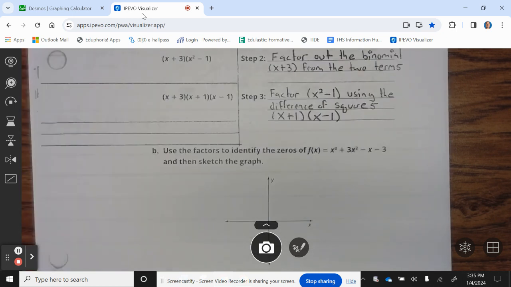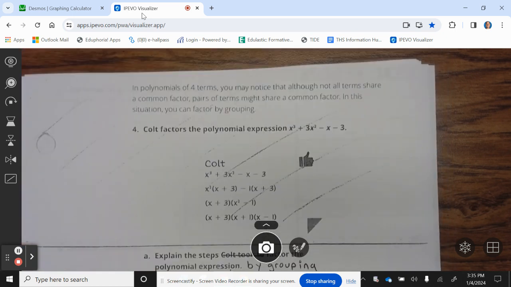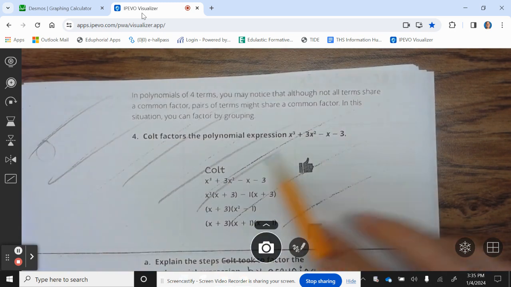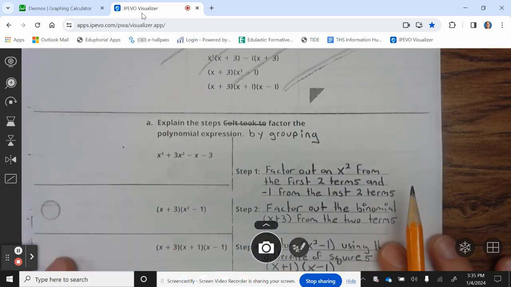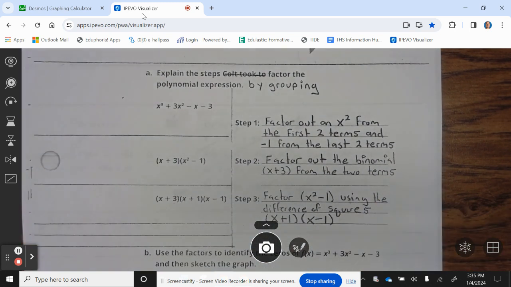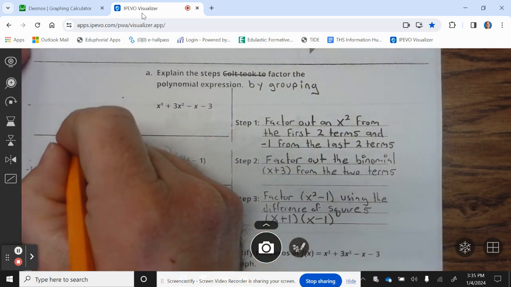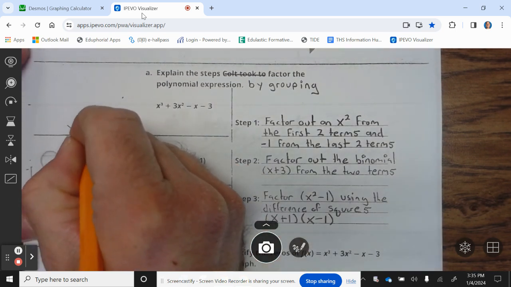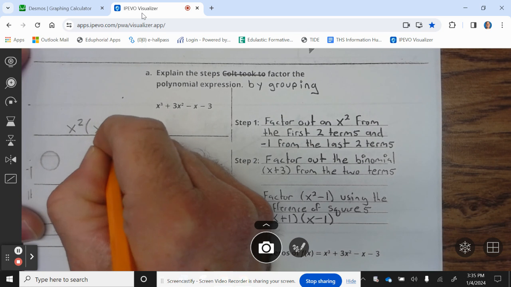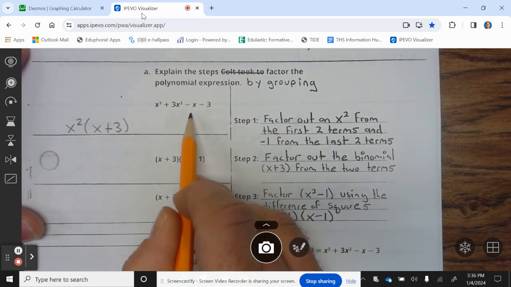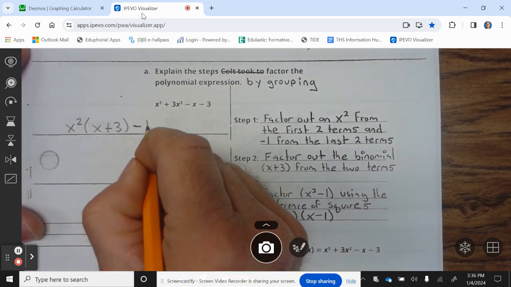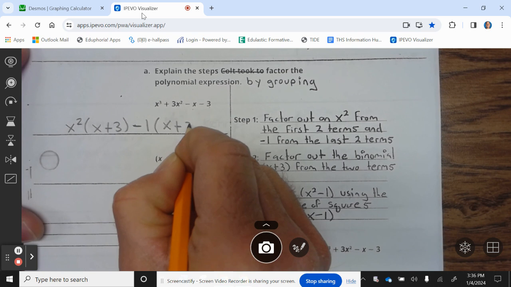All right, let's take a look at the next page. We're going to mark off this section. And let's take a look here. Explain the steps to factor the polynomial expression by grouping. Step 1, factor out an x squared from the first two terms and a negative 1 from the last two terms. So if we factor out an x squared, that becomes x squared times x plus 3. And if we factor out a negative 1 from these terms, that becomes negative 1 times x plus 3.